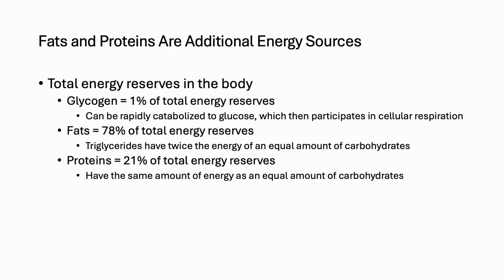Fats, however, make up nearly 78% of the reserves and are highly efficient, yielding more than twice the energy of carbohydrates, gram per gram. Proteins provide about 21% of the reserves, but they are not normally used for energy since they serve structural and enzymatic roles. When required, proteins are broken down into amino acids, which can then enter the citric acid cycle at various points. Fats and proteins provide metabolic flexibility, ensuring that the body can continuously generate ATP when glucose is limited.